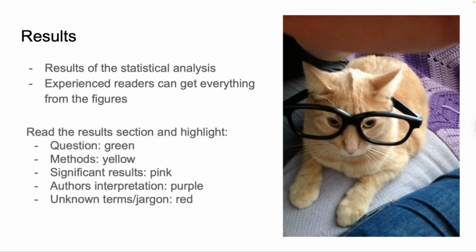Okay, so I want you to read the results section and highlight the central question that they're asking in green, the methods that they use to answer that question in yellow, the results in pink, author's interpretation in purple, and any unknown words you don't know in red. Let me see where the results really start. Okay, so the results section is going to start at the 1, 2, 3, 4. The fifth paragraph is where the results section really starts.